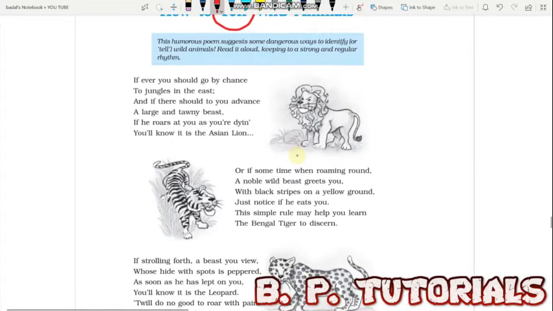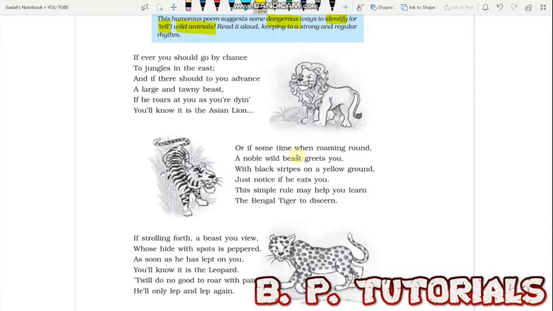Let's go through it. So here it goes. First, before we begin, we'll look at the first stanza. This humorous poem suggests some dangerous ways to identify or tell wild animals. Read it aloud. Give it a strong and regular rhythm. We have a particular rhyme scheme that runs throughout the poem, a rather tough one.